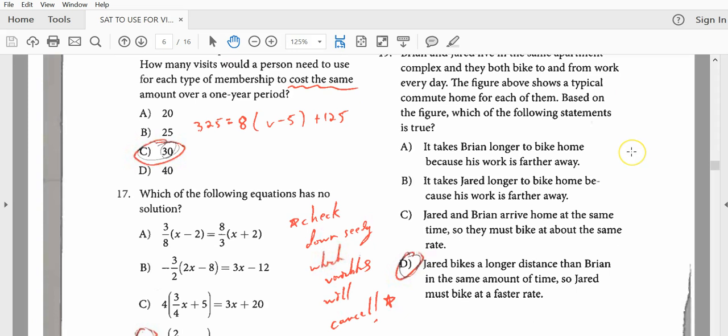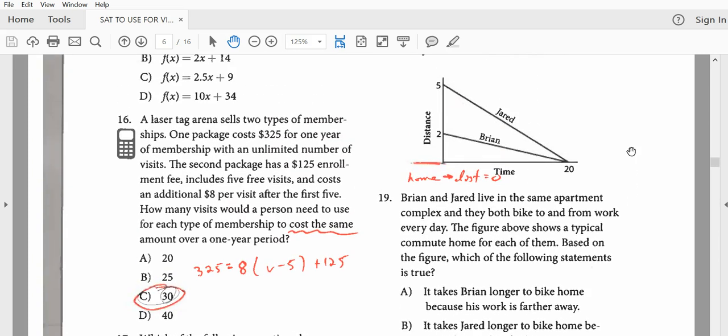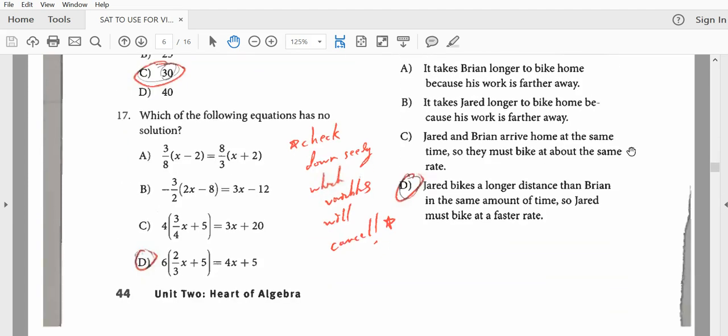So then lastly, Jared bikes a longer distance than Brian in the same amount of time, so Jared must bike at a faster rate. Which makes sense. He starts at 5 miles away and gets home at the same time as Brian, who only bikes 2 miles.